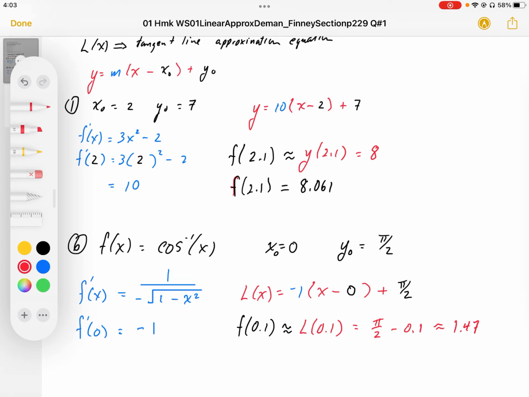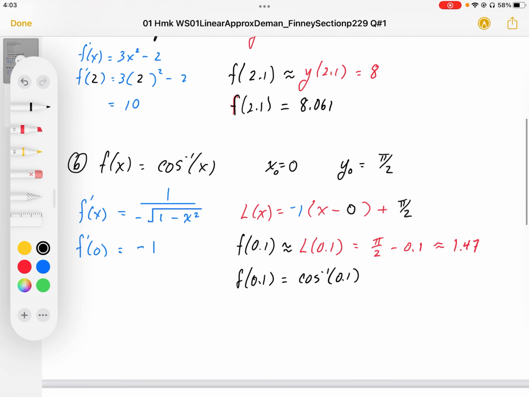Then I work out the actual value of the arccos of 0.1. So f of 0.1, the actual value, is the arccosine of 0.1. Putting that into my calculator, the arccosine of 0.1 gives me a value of 1.47. The fourth decimal place is going to be different, but the first two decimal places are exactly the same. So these are very close approximations to each other.